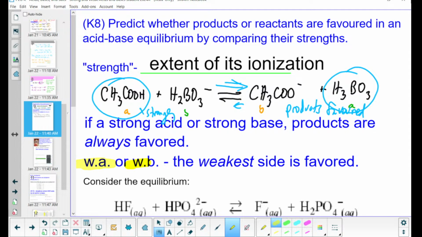What does WA and WB stand for? Weak acid, weak base. The weakest side is favored because the stronger side is pushing it that way. If you have a strong acid or a strong base, obviously the products will always be favored because it's a one-way arrow.